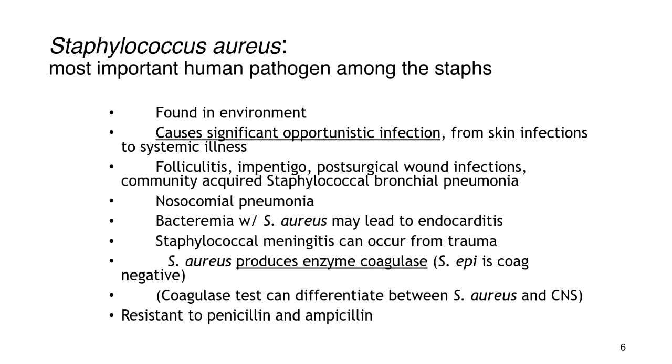Bacteremias with Staph aureus may lead to endocarditis. All of these lovely medical terminology terms, if you can't figure them out, go back to your medical terminology book and figure out endocarditis. It has something to do with the heart, right? The tissue around the heart. And staphylococcal meningitis, inflammation of the meninges, can occur from trauma.